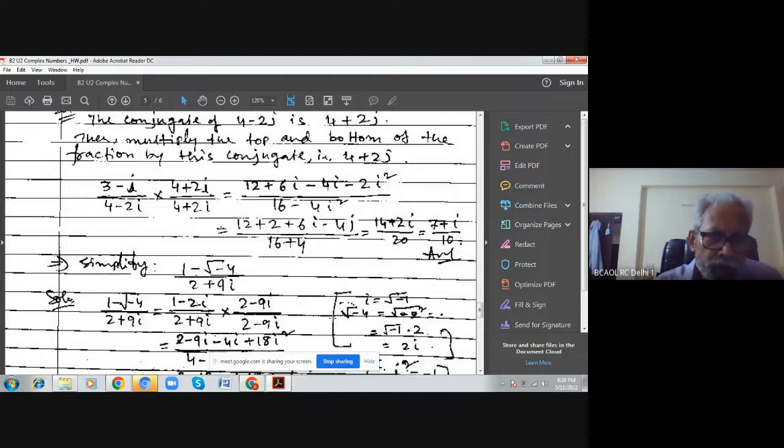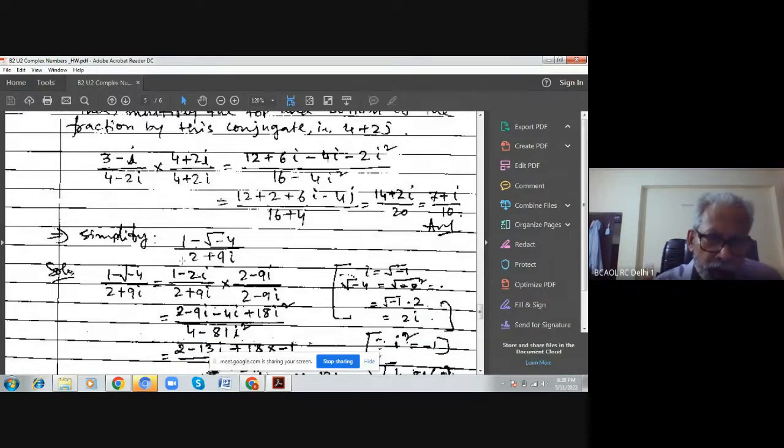Another question is simplify. This type of question is coming in the exam basically: (1 minus root over minus 4) divided by (2 plus 9 iota). When you see this question in the exam paper, straight away you can identify it is a complex number chapter, because iota is there, root over minus is there, so definitely it is a part of it.